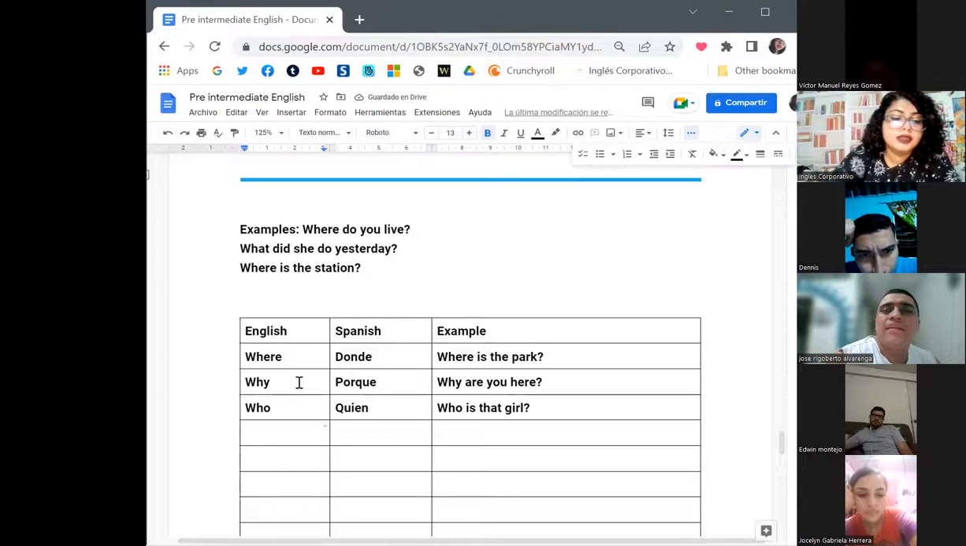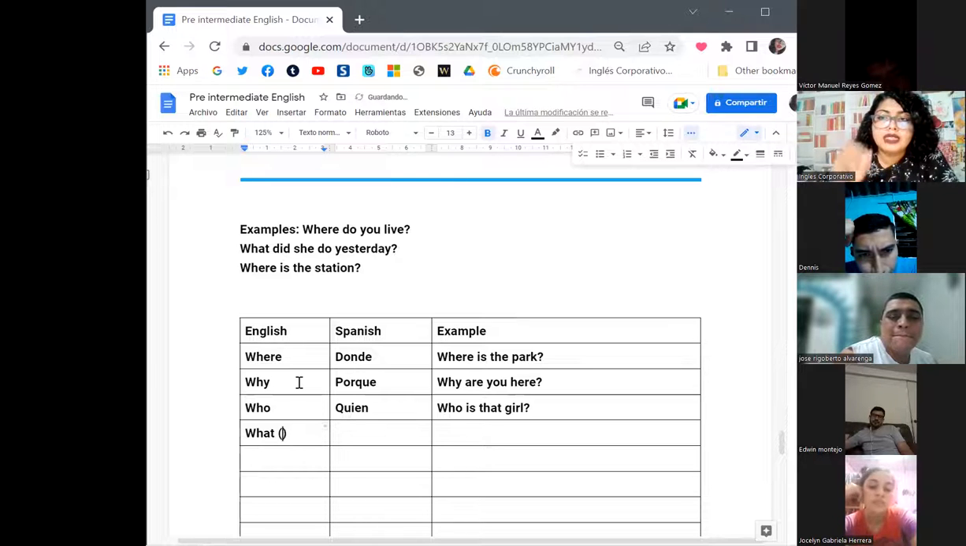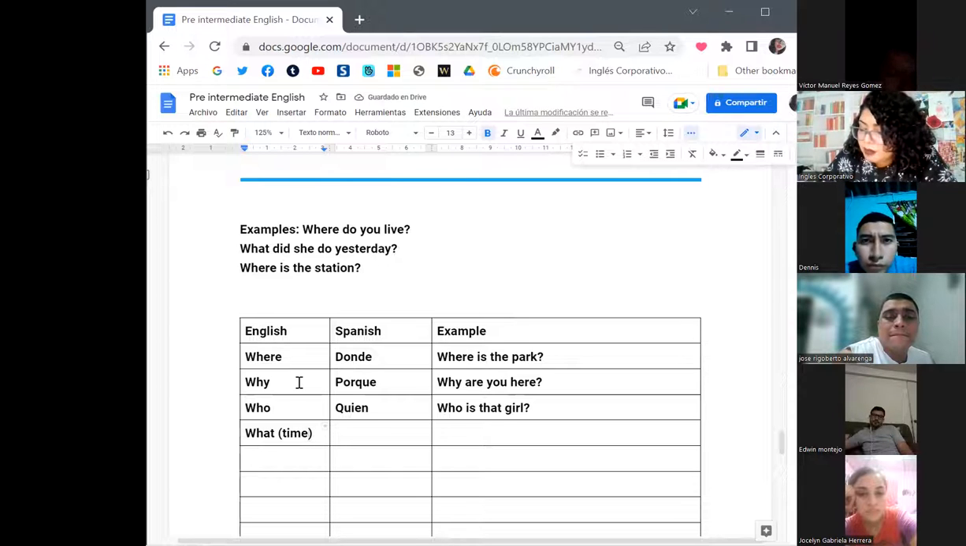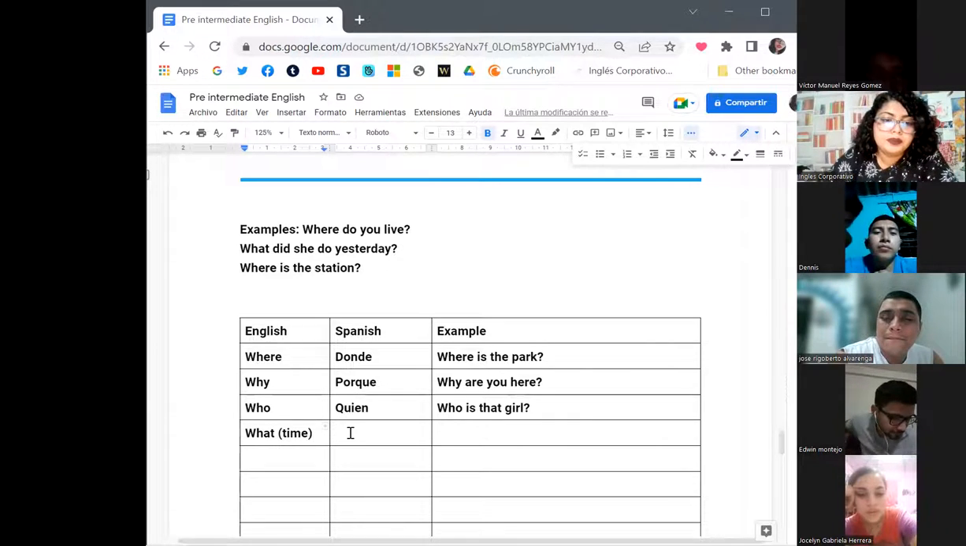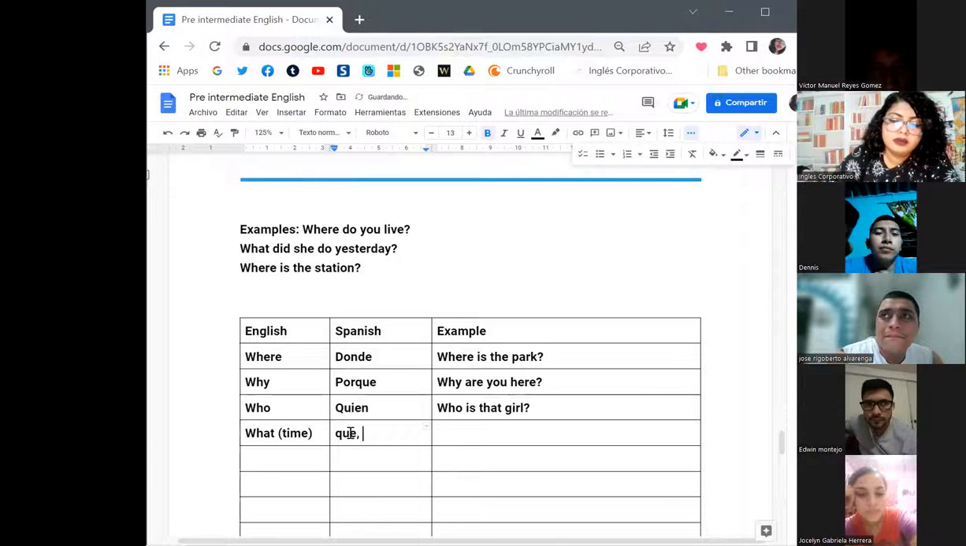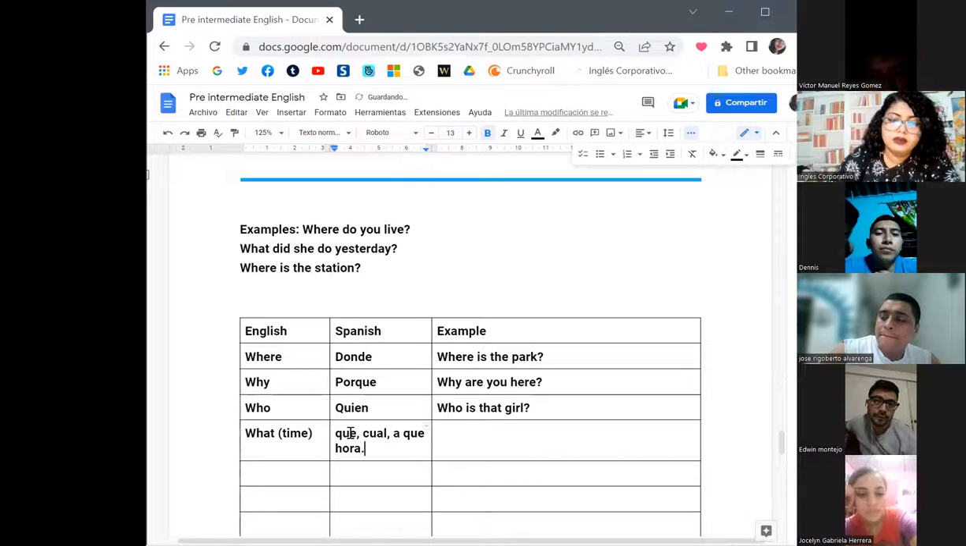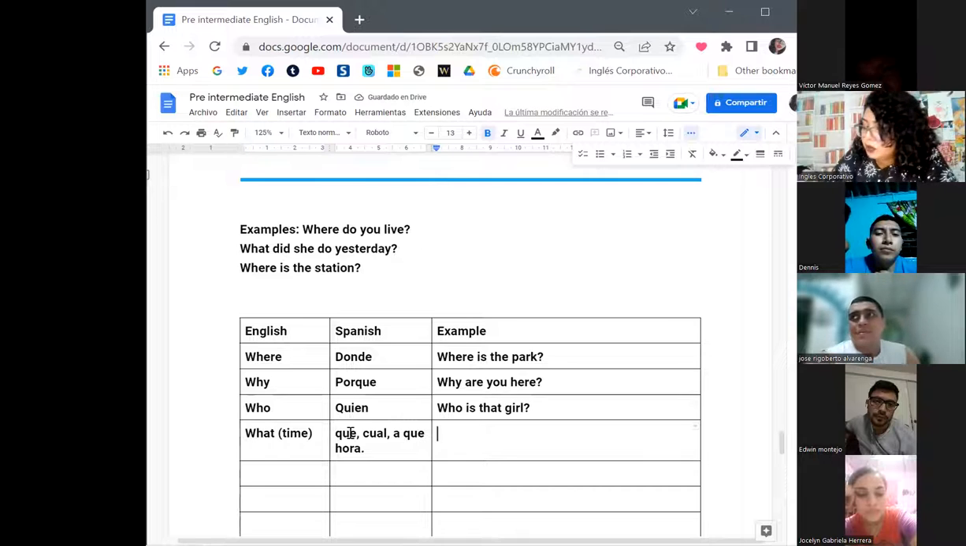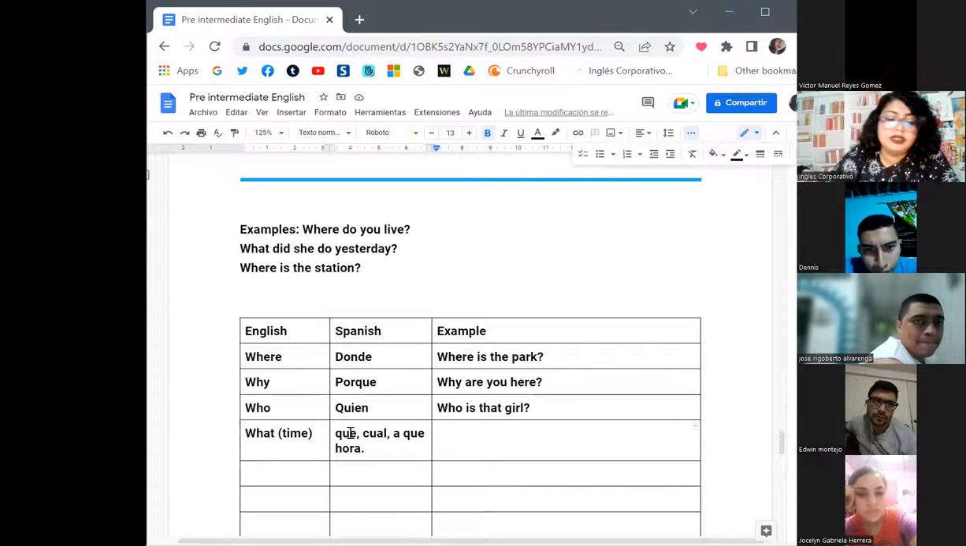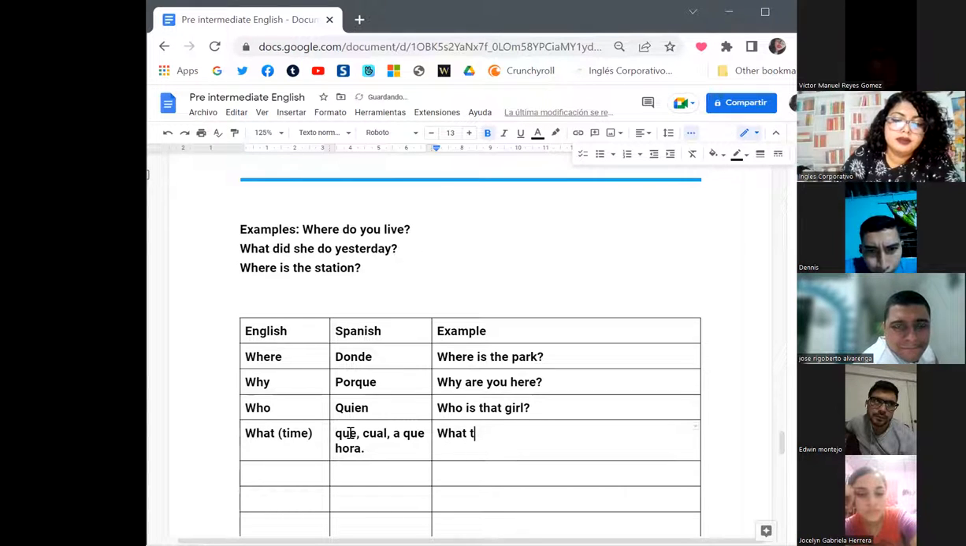Then, what? And in this one, we are talking about the time also. Sabemos que what en español es qué, but in this case, we also can use it for time. También lo podemos utilizar para el tiempo. ¿Qué, cuál o a qué hora? The example. What time is it? ¿Qué hora es?